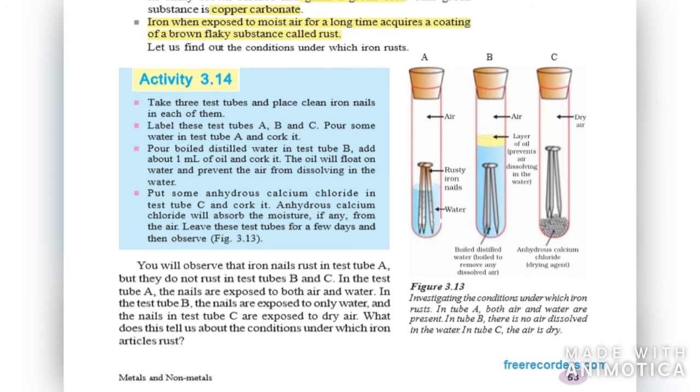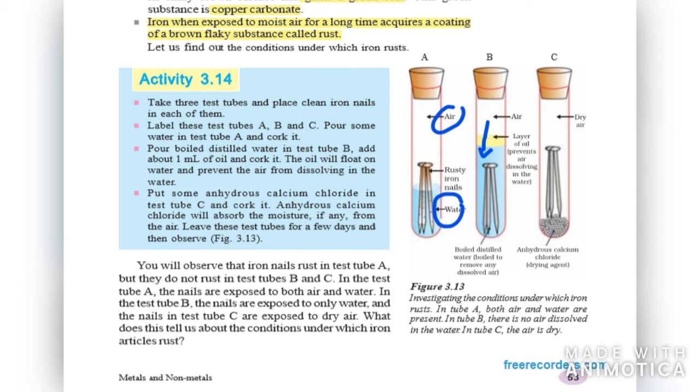In this we have three test tubes A, B and C. In the first one we have air as well as water. When we have air and water, the iron is meant to be rusted, so the iron becomes rusty in this case, you can see. In the second one we have water, but there is a layer of oil which prevents air from going into this water. Therefore these irons will not be rusted.